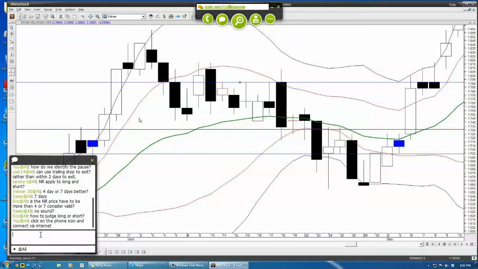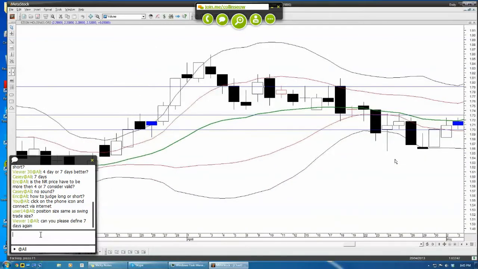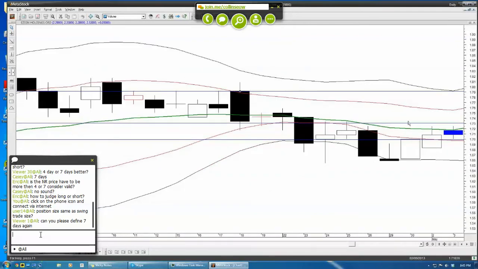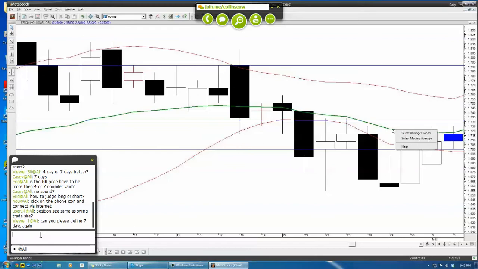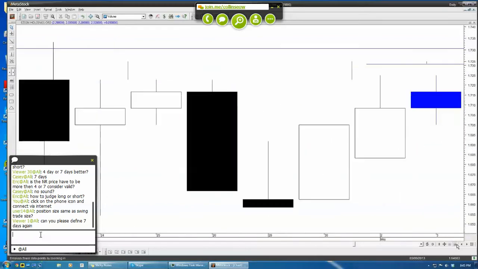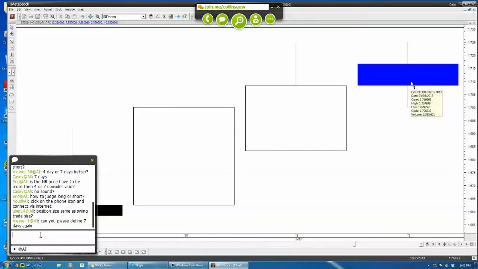Any question? So how to judge whether it's long or short is very simple. For example, this is the end of the day, and you identify that this candle is the narrow range 7, correct?